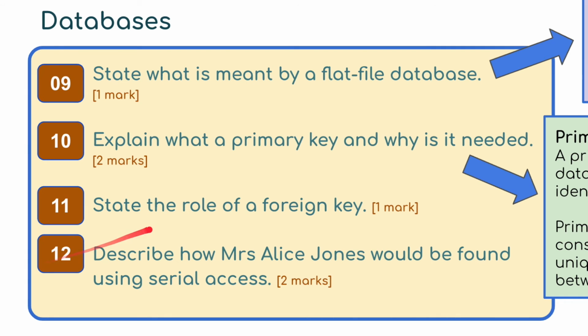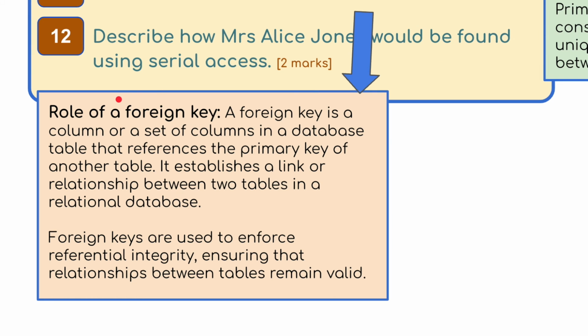Okay, state the role of a foreign key. Okay, we'll get into a bit more detail now with the databases. Well, a foreign key is a column or a set of columns in a database that references the primary key of another table. It establishes the link or relationship between the two tables in a relational database.